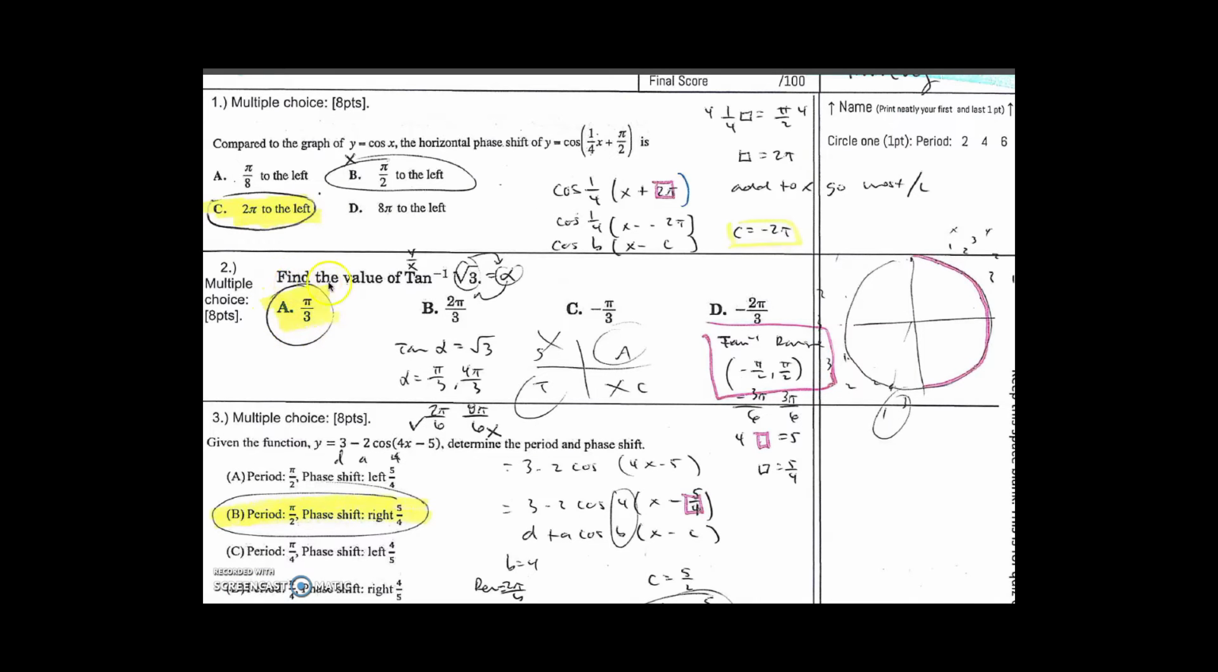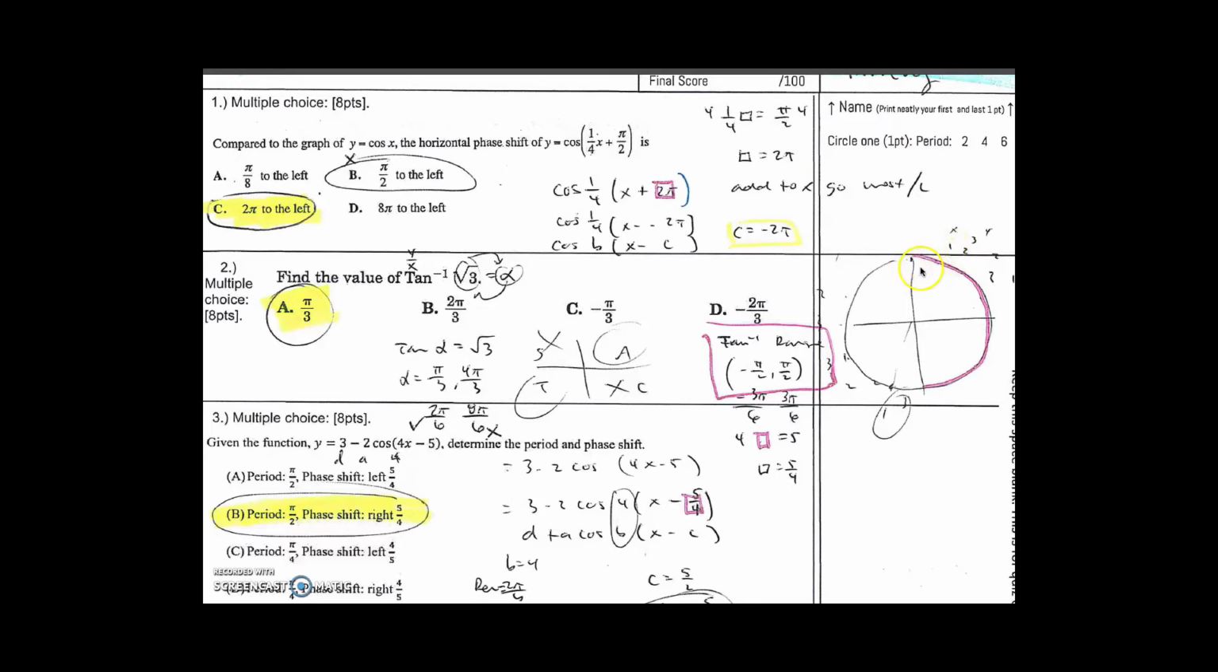Question number 2 says, find the value of tangent inverse of radical 3. So the first thing I did is I set it equal to a variable, which is alpha. It tells me to take the inverse, so I switch them. I get tangent of alpha equals radical 3. It is positive. Tangent is positive in quadrants 1 and 3. I'm looking for a radical 3, so that's y over x, or a y value that's radical 3 and an x value that's 1. So 1, 2, 3. So there you are up here at pi over 3.